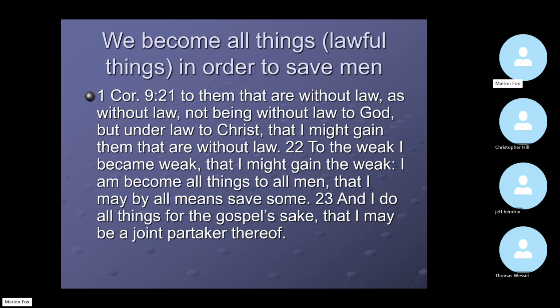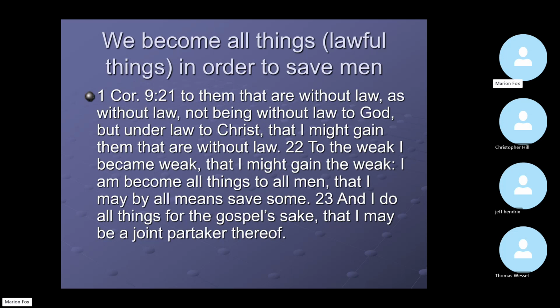"To them that are without law, as without law, not being without law to God, but under law to Christ, that I might gain them that are without law. To the weak, I became weak, that I might gain the weak. I become all things to all men, that I may by all means save some." Now, here's the problem in hermeneutics, in interpreting the scripture. The word all is always limited by the context.